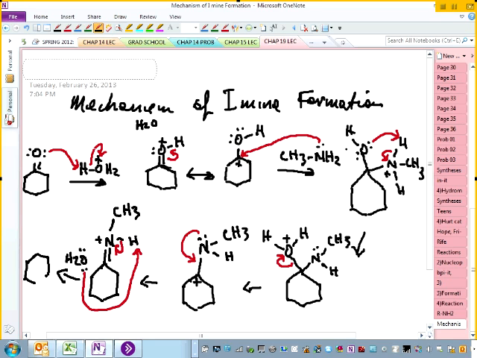I promise I will not give you too many mechanisms today, but I thought this is very important. And that's how you form your amine. Okay? Notice this starts off with nucleophilic addition, in which the nitrogen is acting as a nucleophile and attaches itself to the carbonyl carbon. Okay, and then everything just happens subsequently. So that was reaction number 5, formation of amine. In other words, any time you take a primary amine and react it with an aldehyde or ketone, you will get an amine.